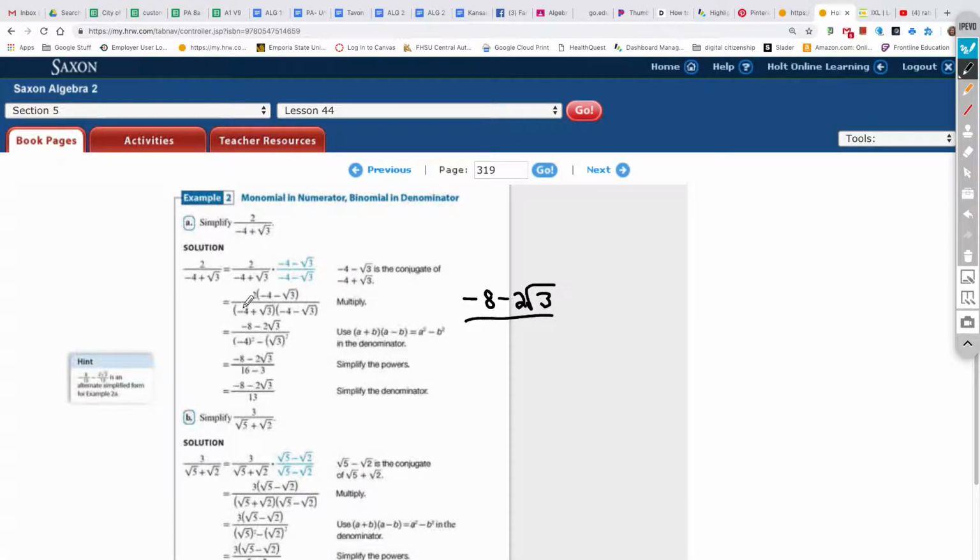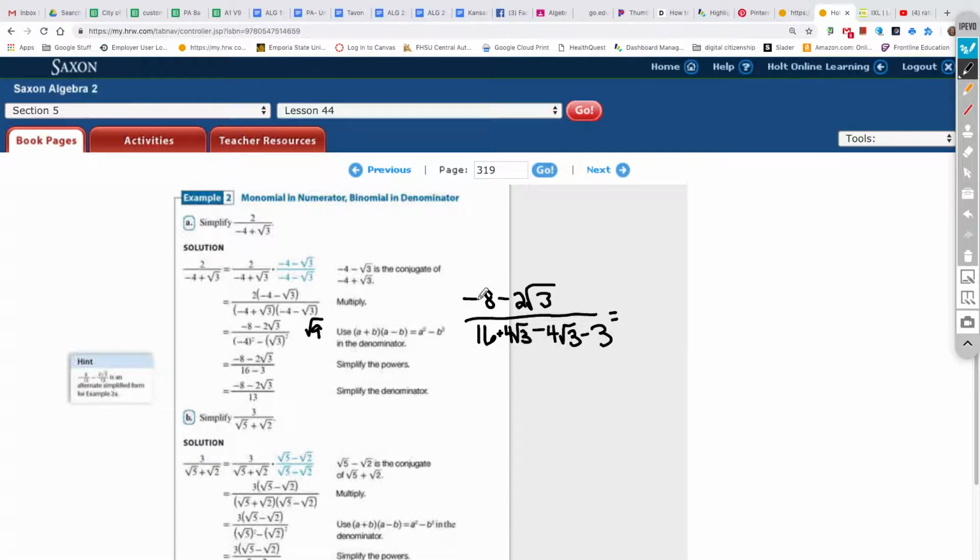all over. Then I have to FOIL, so first, outside, inside, last. 16. That'd be a +4 square root of 3. This would be a -4 square root of 3. And this would be a negative square root of 3 times square root of 3. That'd be square root of 9, which we know is 3, so -3. Okay. All right. Now I just need to clean this up, okay?